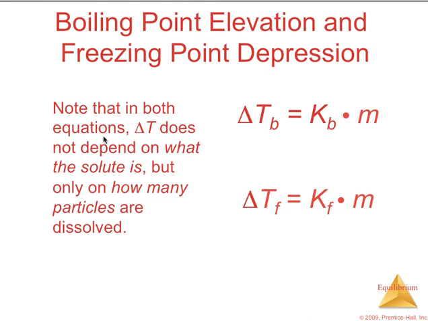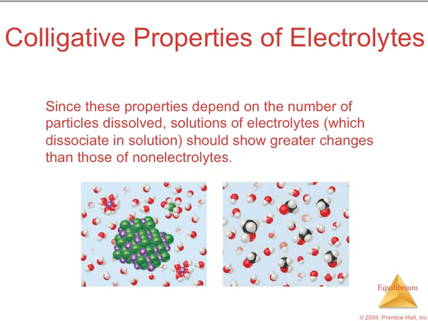So notice that both of these delta T's don't depend on what the solute is at all, just on how many particles are present. Remember that molality is moles of solute over the kilograms of solvent. Now, there is something to remember. The colligative properties depend on the number of the particles dissolved. But if you remember, if I dissolve an ionic compound, I might get more than one particle for every mole of compound that I dissolve.